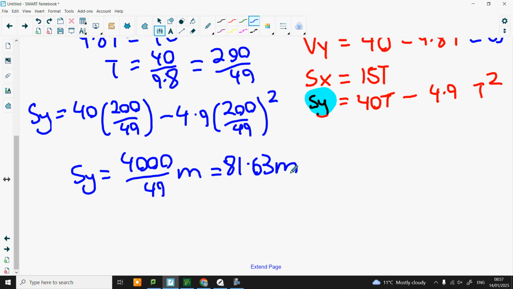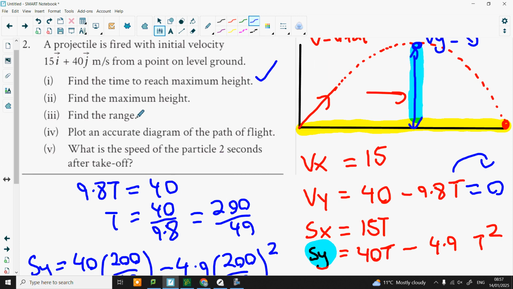81.63 meters. So it rises 81.63 meters into the air. We okay with that? Okay. Now, next thing. It wants what's called the range. Everybody see the range? Okay. So the range. How are we going to do this? The range.